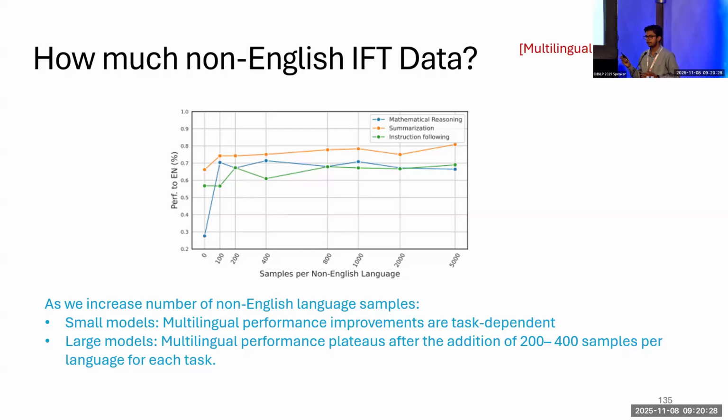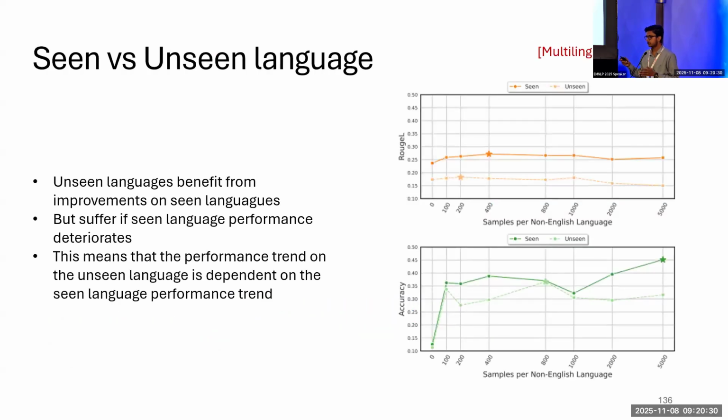So for the following slides, we'll be looking at some interesting questions, and the x-axis will always be increasing the number of samples per non-English language. And in this slide, we see seen versus unseen language performance. So let's say we instruction fine-tune on English, Spanish, and Portuguese, and we do not fine-tune on, let's say, Chinese and Japanese, but we evaluate it during inference. So what we see is that unseen languages benefit from improvements on seen languages, but suffer if seen language performance deteriorates. So this means that the performance trend on unseen language is dependent on the seen language's performance trend.